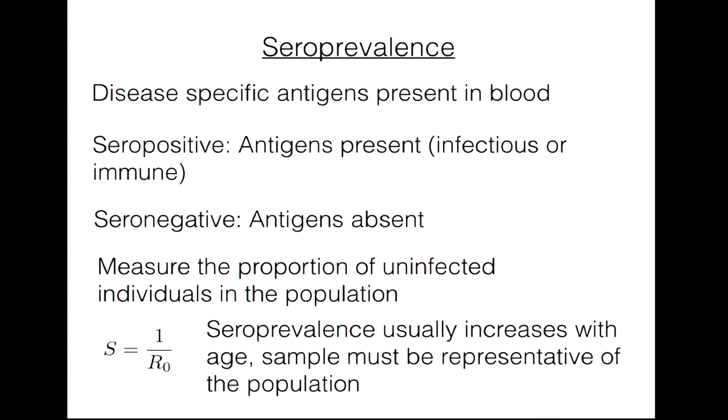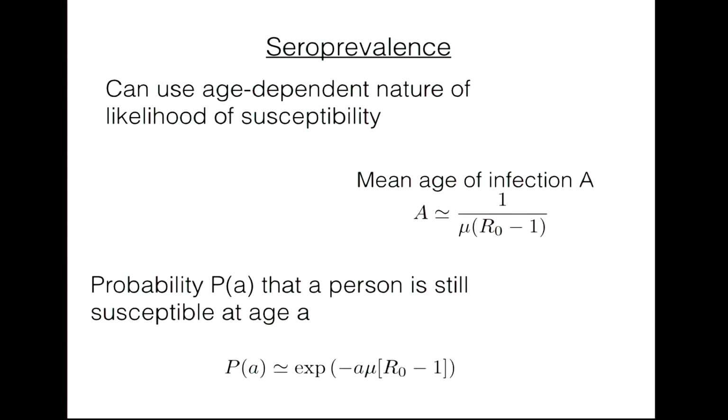So if you measure the proportion of uninfected individuals in the population, then S is 1/R0, except for the fact that seropositivity has a definite correlation with age. You cannot assume that the population is completely uniform, because the older you are, the more chances you have of having contracted that infection or a closely related infection at some earlier point, and therefore having antibodies related to that. So you can use this more complicated age-dependent likelihood of susceptibility, at least in one particular way.